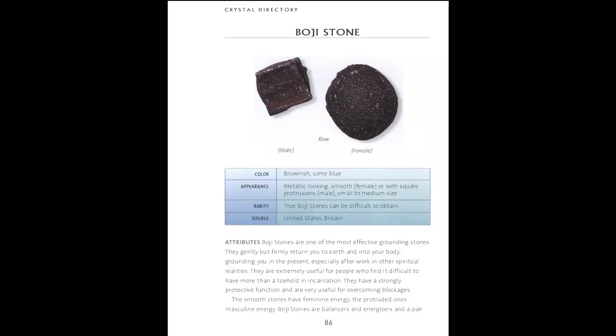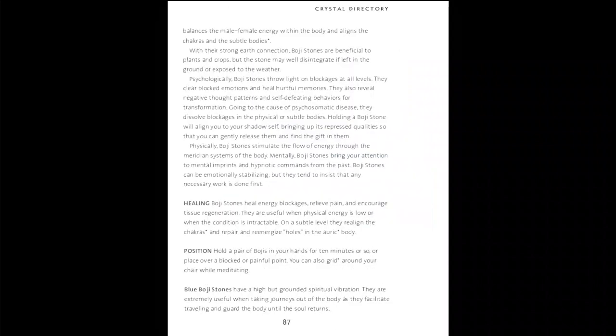They are extremely useful for people who find it difficult to have more than a toehold in an incarnation. They have a strongly protective function and are very useful for overcoming blockages. The smooth stones have feminine energy, the protruded ones, masculine energy. Boji stones are balancers and energizers, and a pair balances the male-female energy within the body and aligns the chakras and the subtle bodies. With their strong earth connection, Boji stones are beneficial to plants and crops, but the stone may well disintegrate if left in the ground or exposed to the weather.